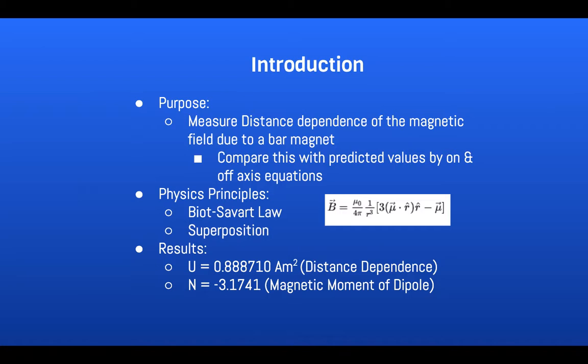My results are: mu is 0.88871 ampere meter squared. n equals negative 3.1741. The expected value is n equals negative 3. My percent error is 5.8%.